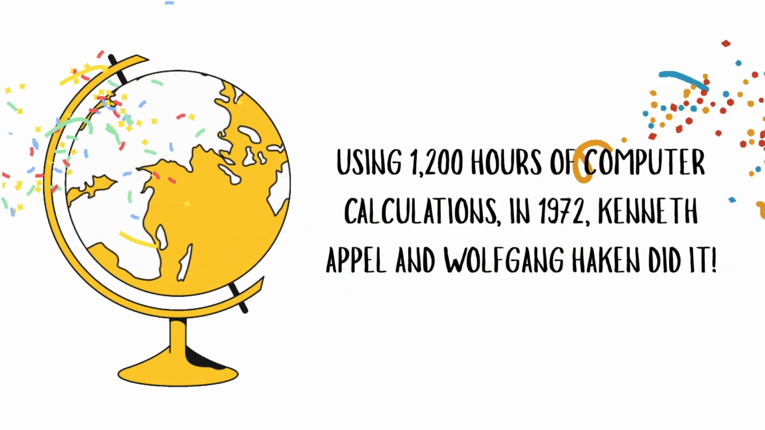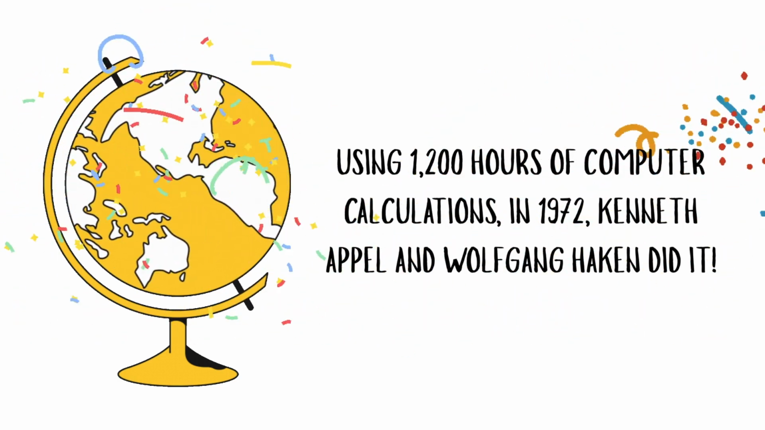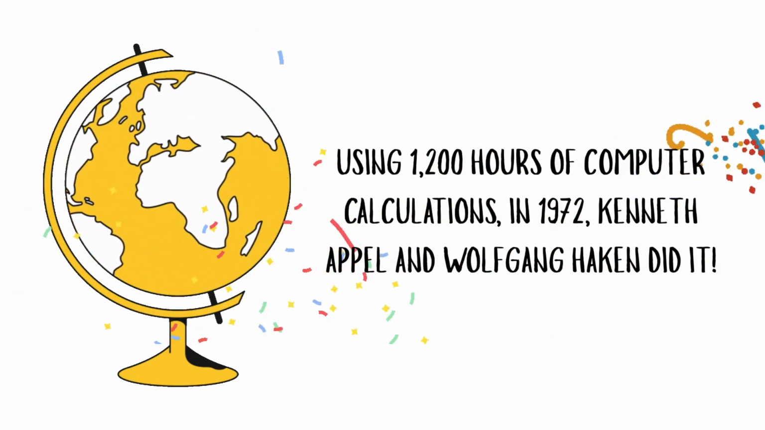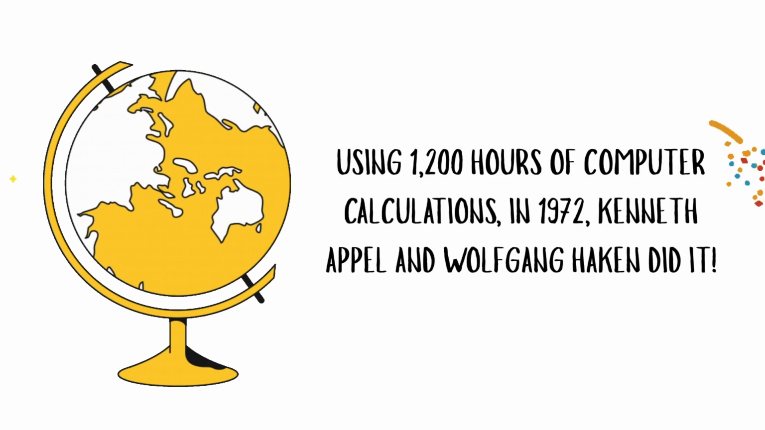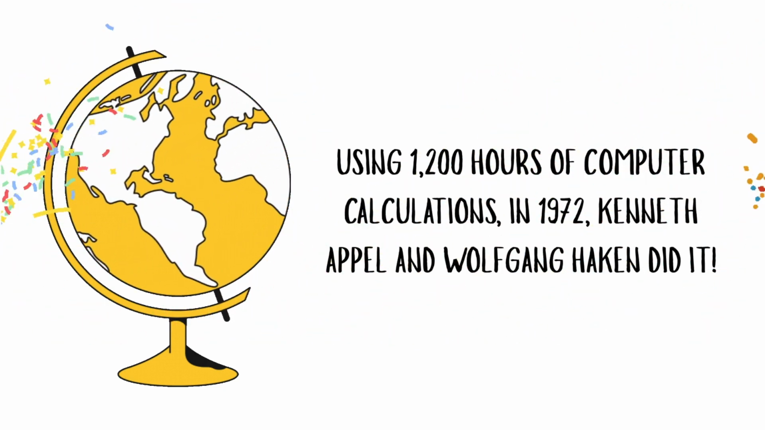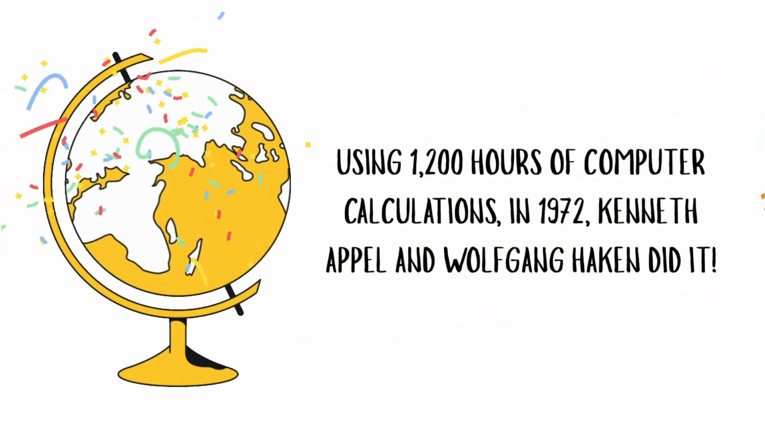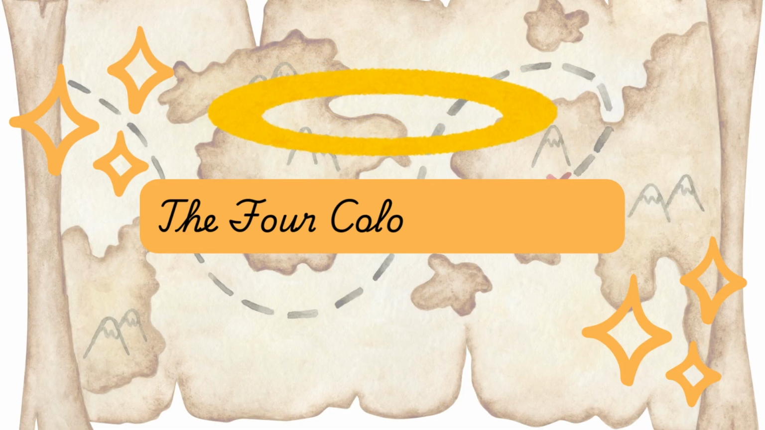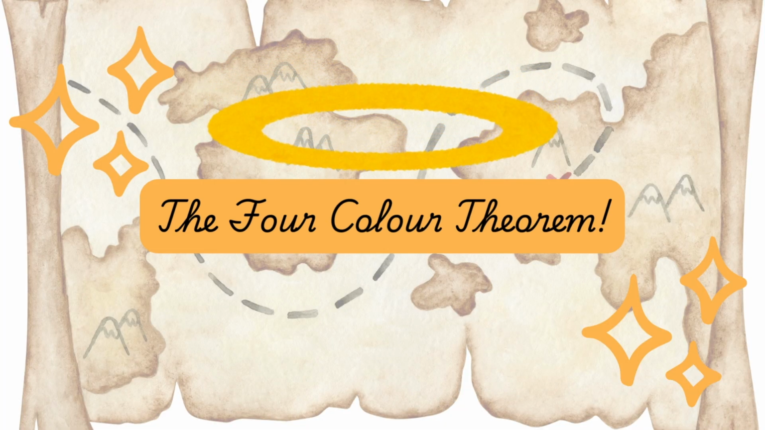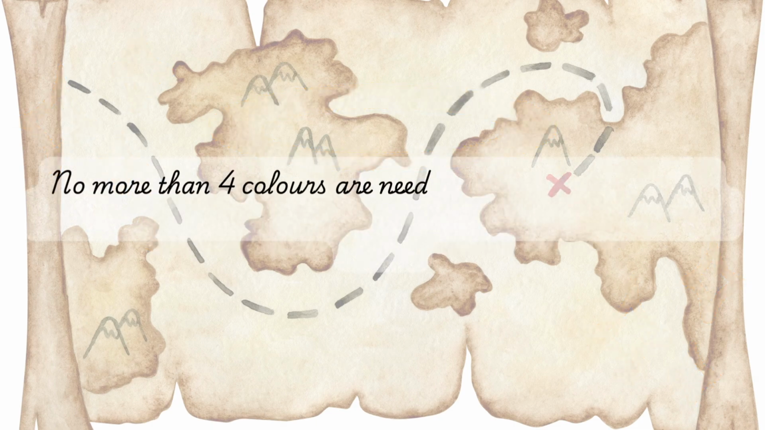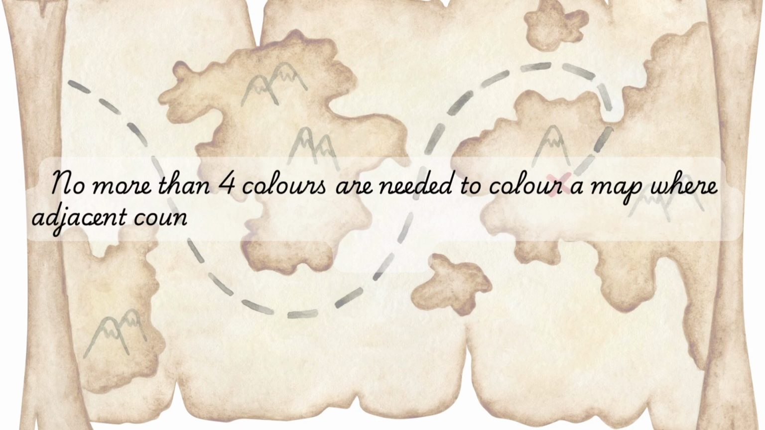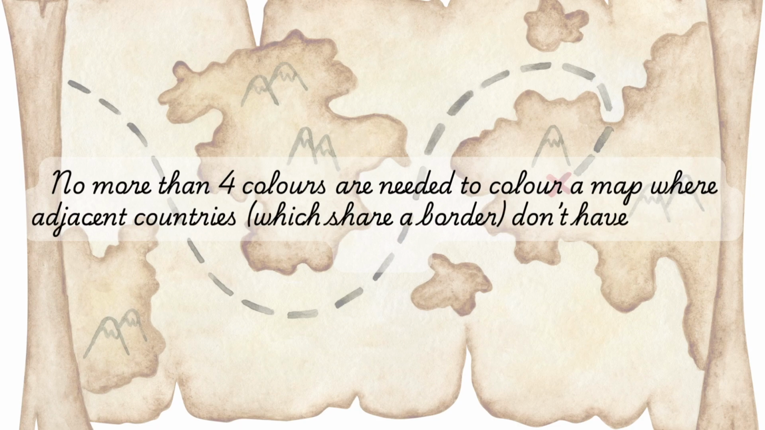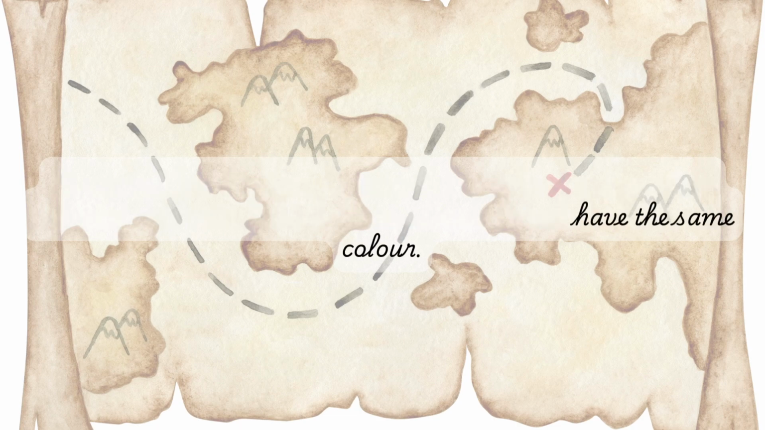Of course Bob didn't know, because using 1200 hours of computer calculations in 1972, Kenneth Appel and Wolfgang Haken did it. I probably didn't say their names right, but hey, props to them, right? They introduced the four-color theorem, the life savior for map makers. It said that no more than 4 colors are needed to color a map where adjacent countries which share a border don't have the same color.